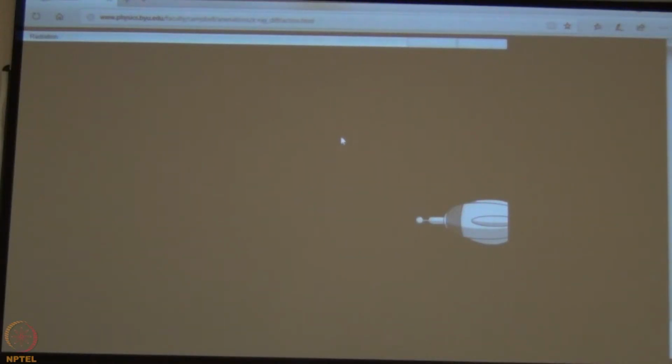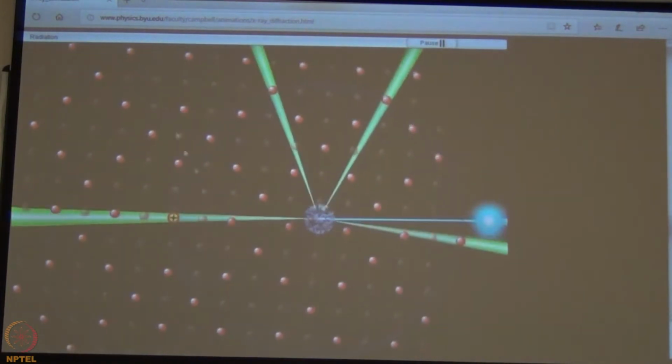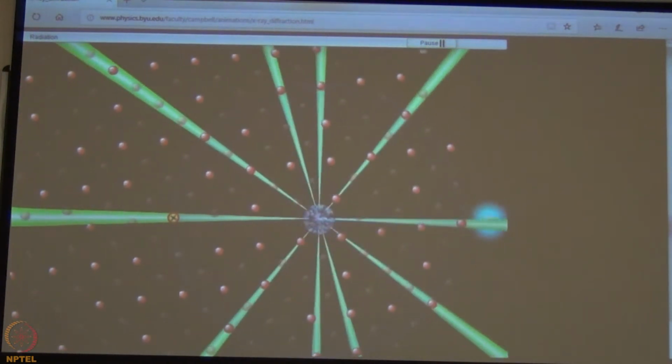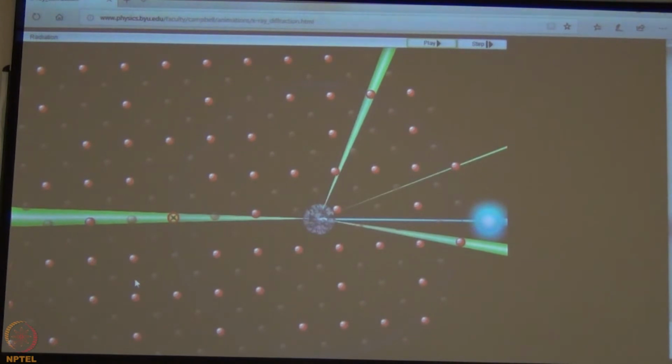What you are seeing is, this end, that particular point, is your source. So now I am choosing a crystal, and it is oriented about one particular axis. So now, that is the position of the crystal.